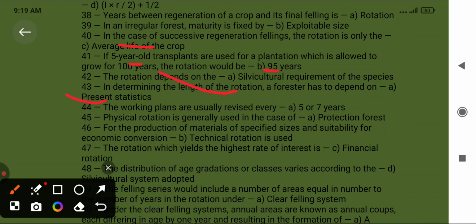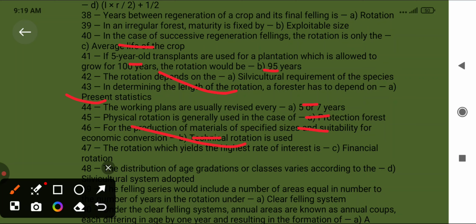The working plans are usually revised every 5 or 7 years. Physical rotation is generally used in the case of protection forests and for the production of material of specific size and sustainability. For economic conversion, technical rotation is used. The rotation which yields the highest rate of increment is the financial rotation.